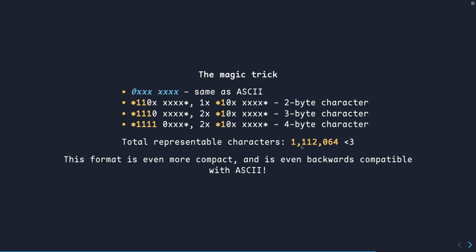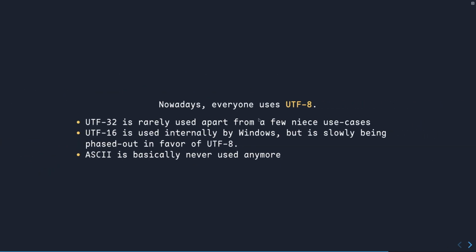So this would be able to represent exactly 1,112,064 characters. And this format is even more compact than UTF-16, because the common characters in English, which is every character you see on screen right now, are in the ASCII table, which means that every character takes as much space as an ASCII character, and in fact it is backwards compatible with the original ASCII encoding. And for this reason, everyone uses UTF-8 now.